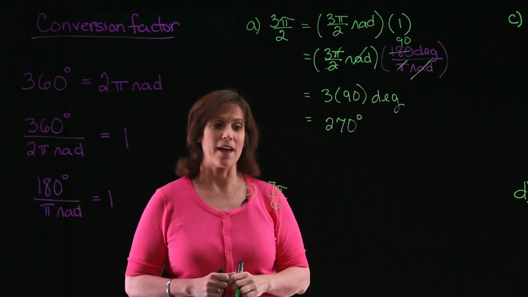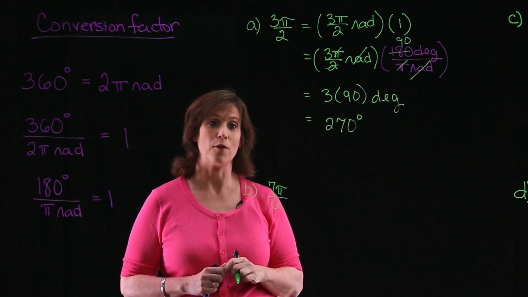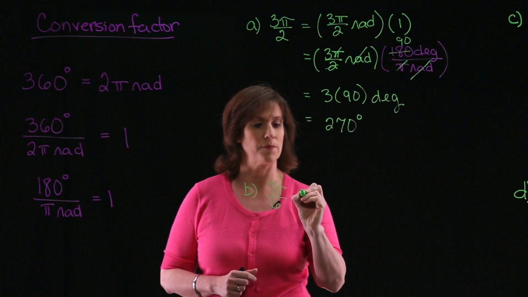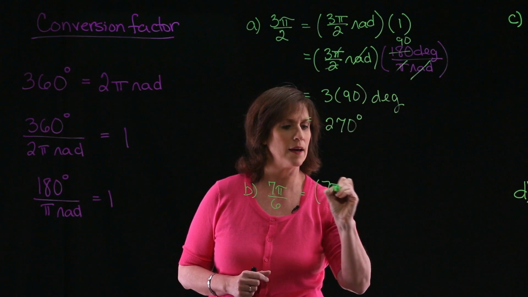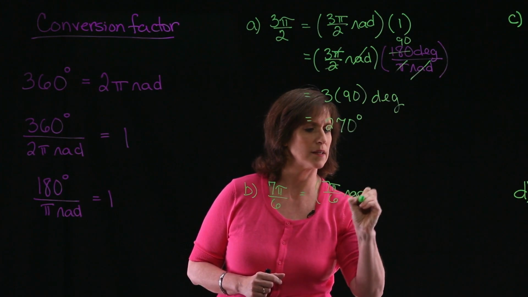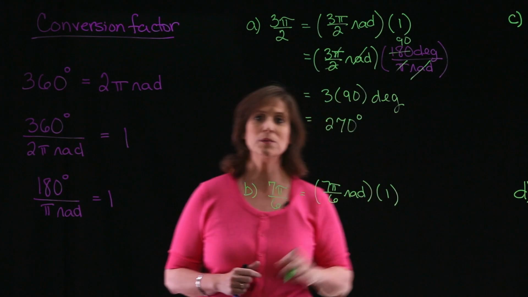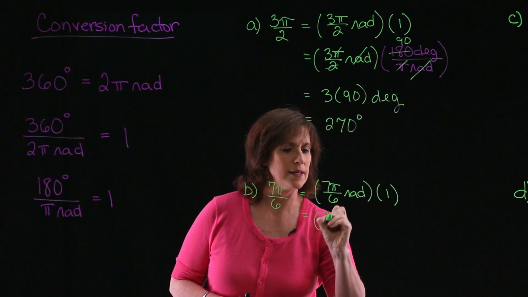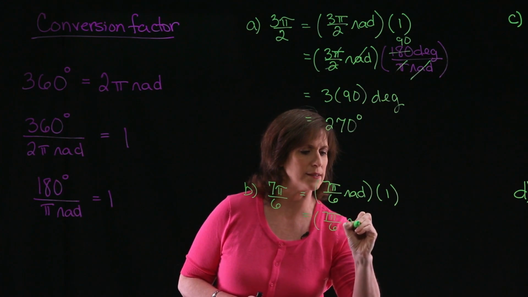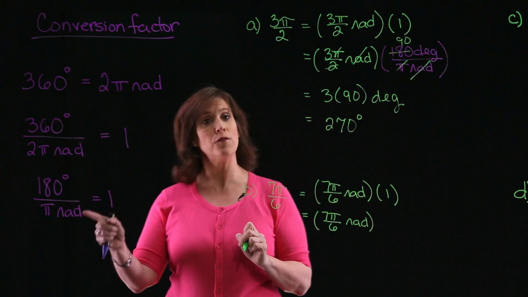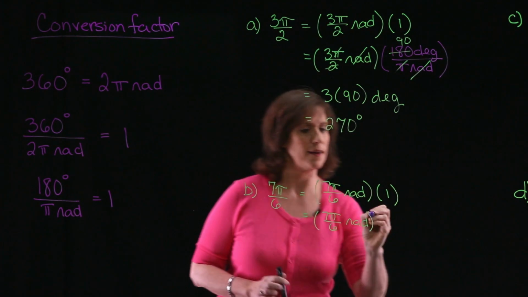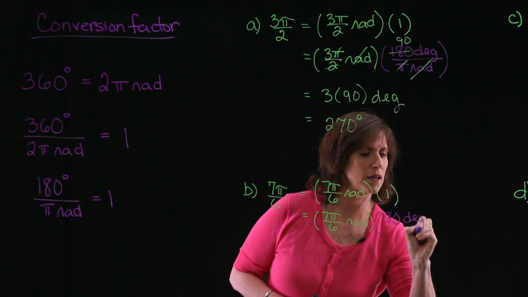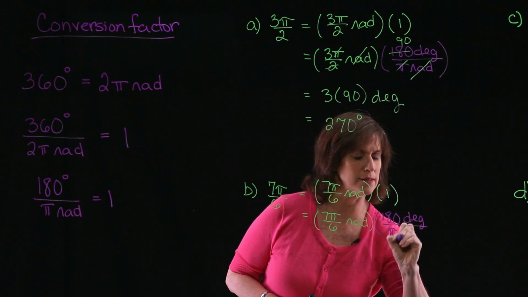Okay, let's try it again for another angle. This time I have 7 pi over 6. Okay. Again, no units are written, so I know that the units are radians. So I'll write this as 7 pi over 6 radians. And I can always multiply that by 1. Nothing changes when I do that. So this will become 7 pi over 6 radians. Using my conversion factor, I can rewrite the 1 as 180 degrees over pi radians.